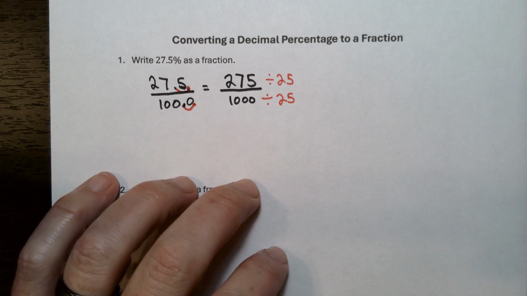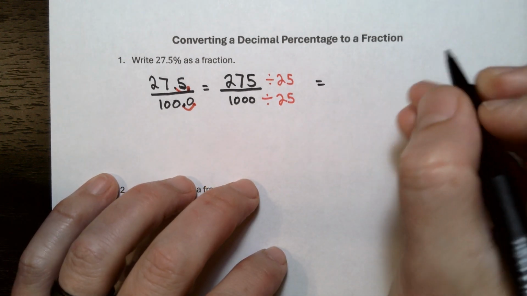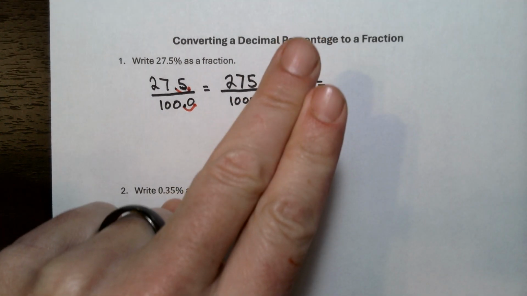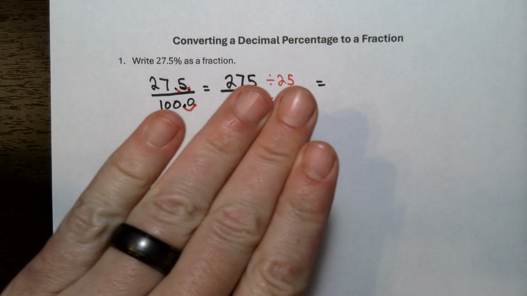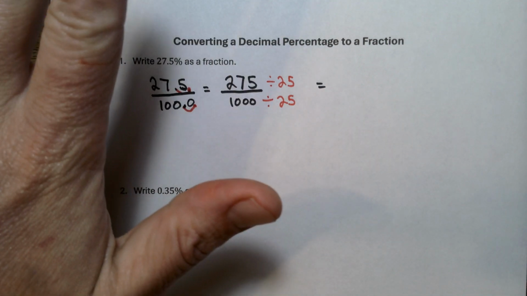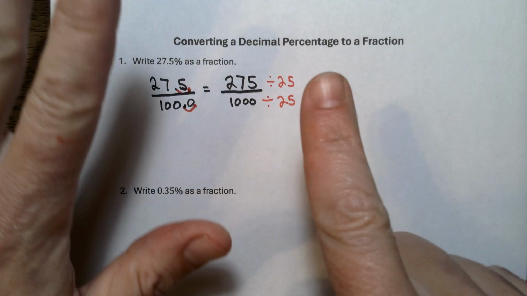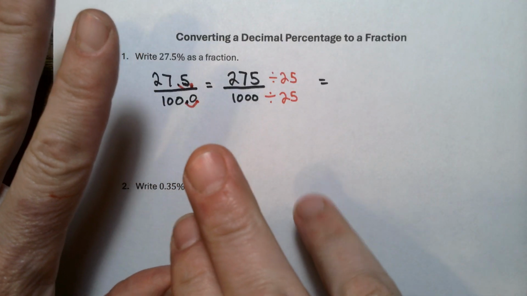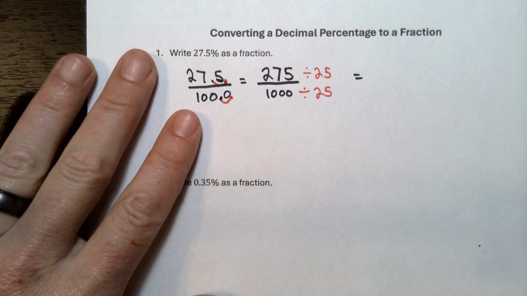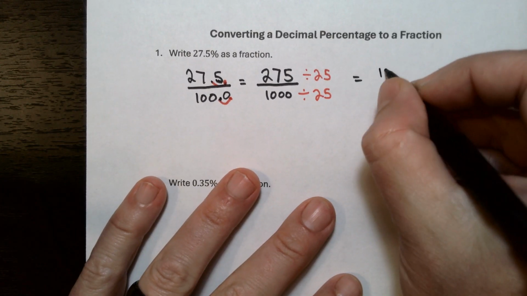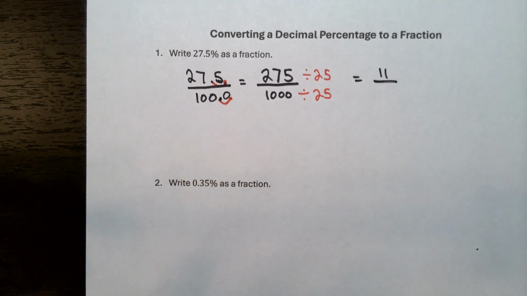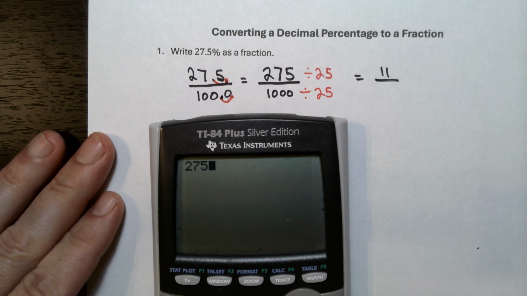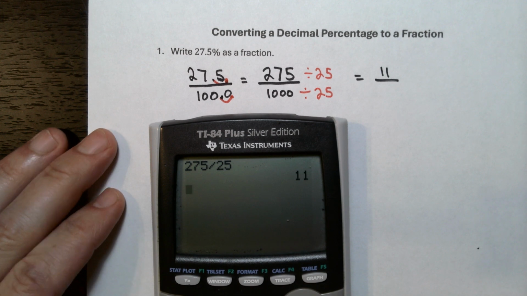Okay, so when I do that, let's see how many times does 25 go into 275. So 25, 50, 75, 100, 125, 150, 175, 200, 225, 250, and then one more 275, so that is 11 on top. So 25 goes in there 11 times, and if you have a calculator, you can also do it that way. So let's do it that way to confirm. 275 divided by 25, and you do get 11.